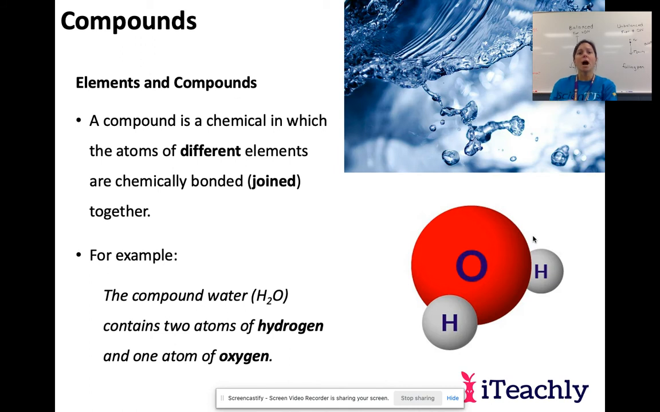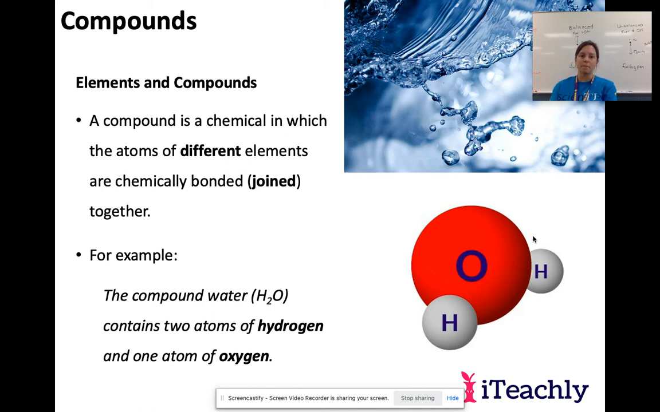So then what happens when I have two different elements found on the periodic table that are going to chemically bond or chemically join together? And what does that mean? That means there's something going on with their electrons. When we're talking about a bond, something's going on with their electrons. They're either giving or taking electrons, or they're sharing electrons. So there's some kind of electron interaction going on. And that electron interaction between two different elements make a compound.